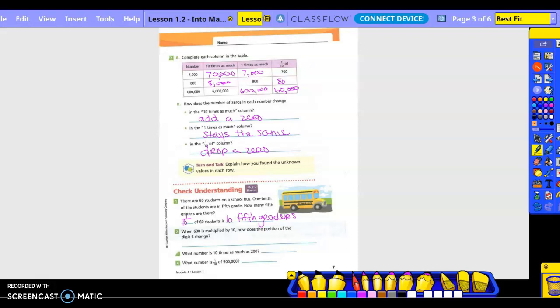Okay, when 600 is multiplied by 10, how does the position of the 6 change? So basically, you're going to do what? You're going to add a 0. So which way does the 6 then move? I just accidentally told you. To the left, okay? It moves how many places? One place to the left.